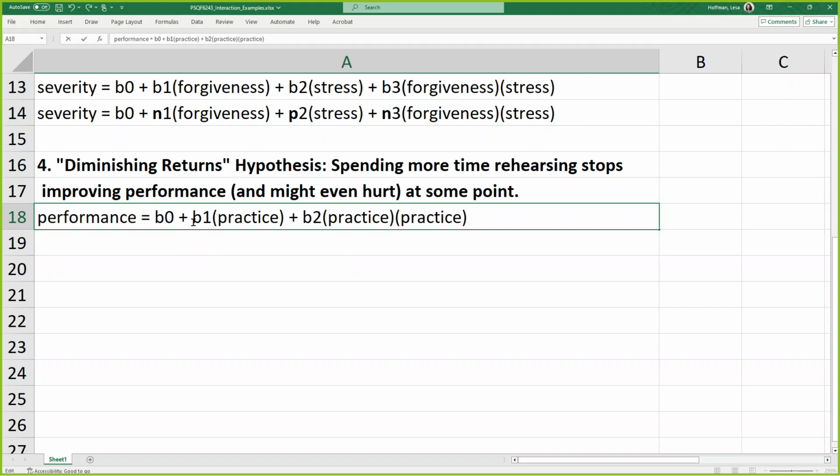Yep. So practice helps, right? To a point. So probably positive. How do I introduce the idea of diminishing returns? Stops helping. Negative. Yep. That would create a slope that goes up, slows down, and eventually tips over.